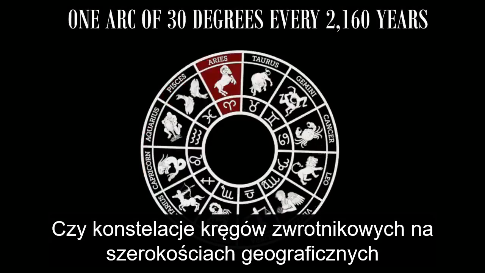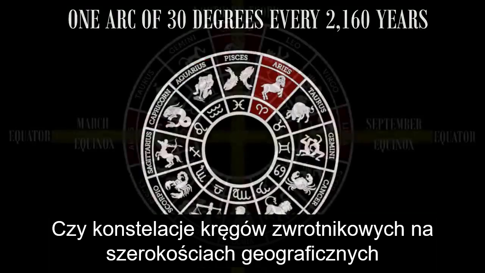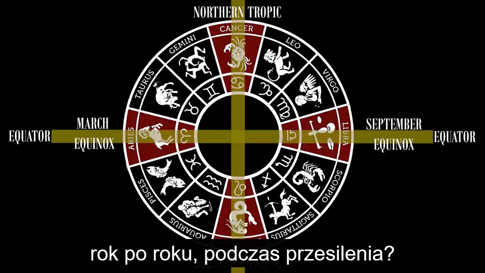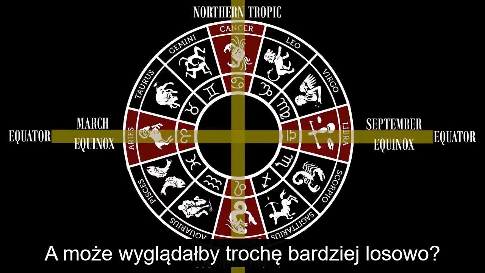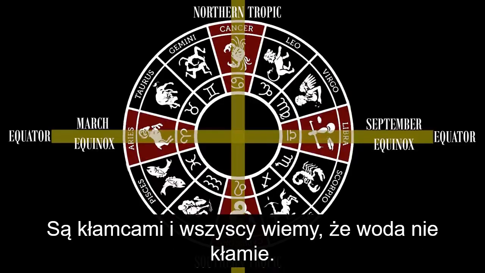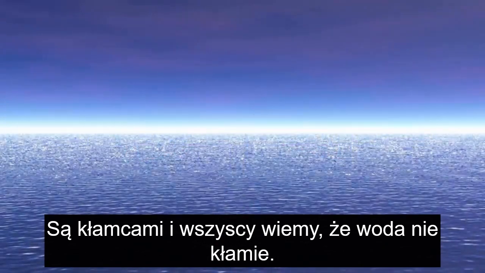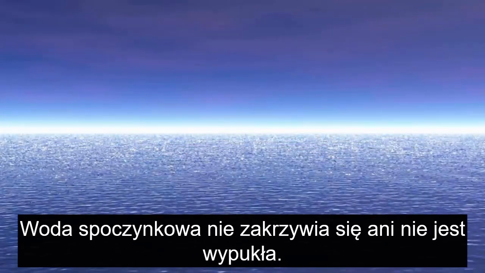Would the constellations of the tropic circles of latitude really appear with such consistency in unison year after year at the solstice, or would it appear a bit more random? They are liars, and we all know that water does not lie. Resting water does not curve or convex.